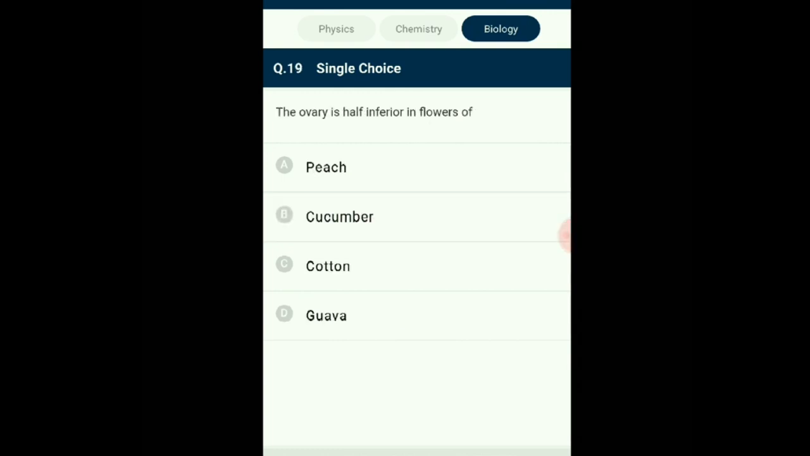Question number 19. The ovary is half inferior in flowers of. A half inferior ovary, also known as half superior, sub-inferior or partially inferior, is embedded or surrounded by the receptacle. A flower in which the other floral parts arise from around the ovary is called perigynous. Here the ovary is half inferior or half superior. Example, peach, plum, etc. So the answer is option A.